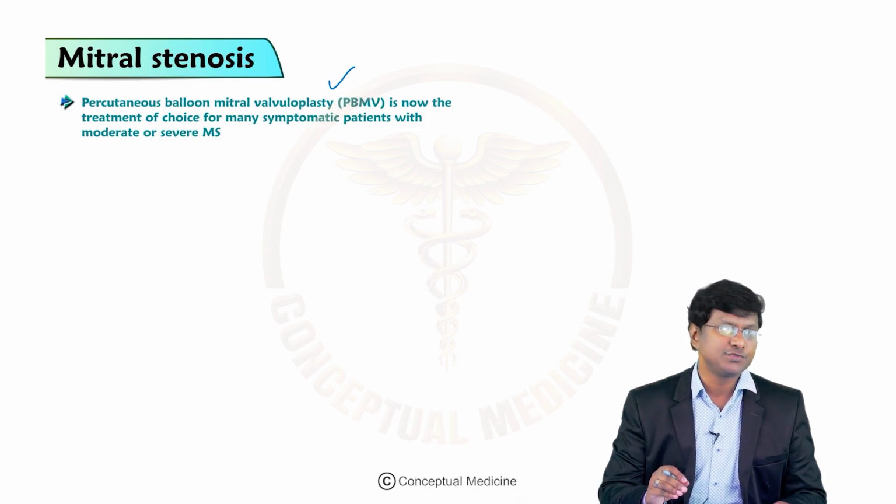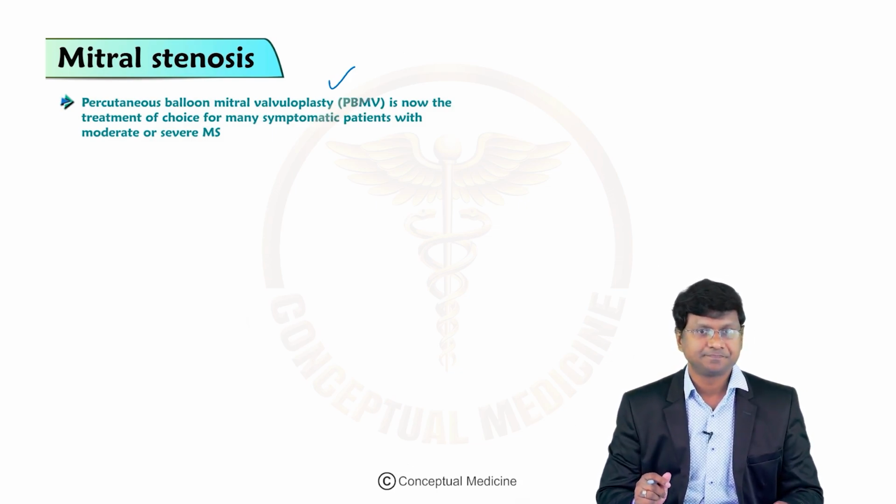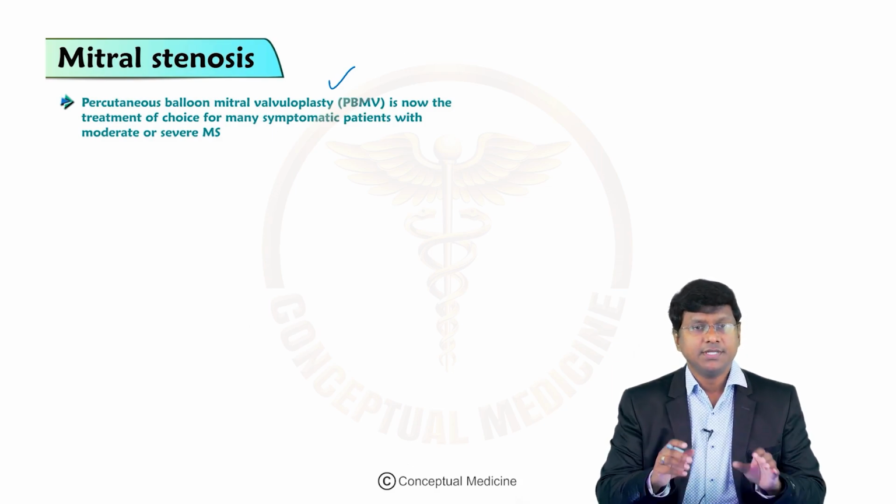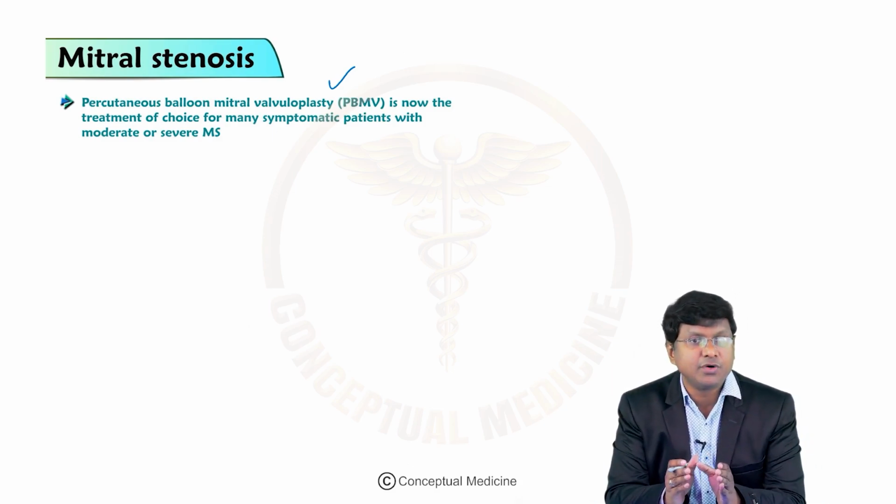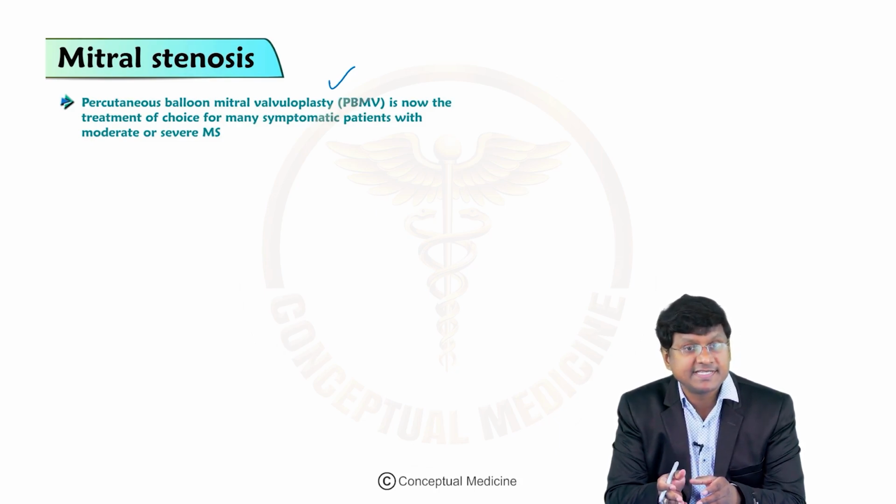Next, as I told you, percutaneous balloon mitral valvuloplasty, that is PBMV, is now the treatment of choice for many symptomatic patients with moderate to severe mitral stenosis. It may also be recommended for asymptomatic patients with moderate or severe mitral stenosis who have pulmonary artery pressures more than 50 millimeters of mercury at rest or more than 60 millimeters of mercury with exercise.